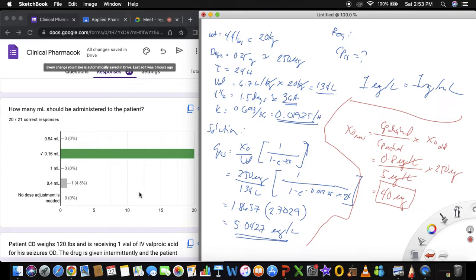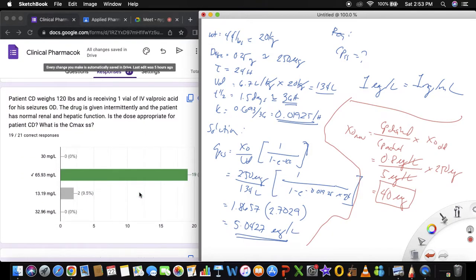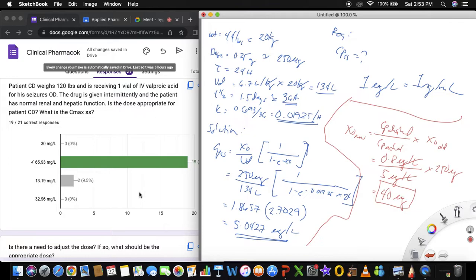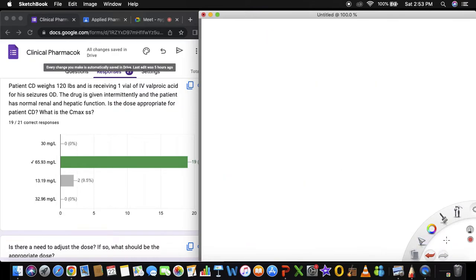Okay, so how many ml should be administered to the patient? Well, mag-ratio and proportion na lang naman tayo dito. I think most of you got this naman. Okay. Now, let's go to this one, class. Marami rin ang slightly nagkamali dito. Nakuha tama ang dose pero may mga nagkamali lang. Right?